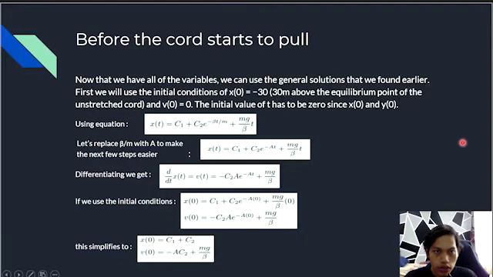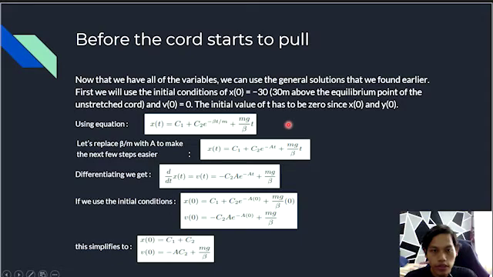After that, the next condition is before the cord starts to pull, or before the person starts to jump off the bungee jump. Now that we have all of the variables, we can use the general solution that we found earlier. First, we will use the initial condition x(0) equal to negative 30, which means 30 meters above the equilibrium point of the unstretched cord, and v0 we get 0. The initial value of t has to be 0 since x0 and v0.